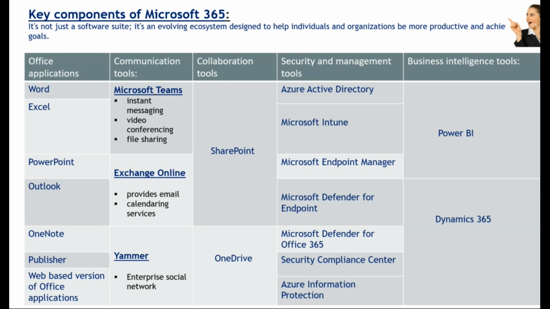Collaboration tools is nothing but you have SharePoint, OneDrive. They provide 1 TB, 2 TB data for a single user. You can save up to 2 TB for a single employee, for a single end user. Security and management, again, Azure Active Directory, and nowadays it's called Entra ID. Then Microsoft Intune, Endpoint Manager, Defender for Endpoint, Security Compliance Center, Azure Information Protection, all these security management tools are part of Microsoft 365. Then business intelligence tools like Power BI, Dynamics 365, all these are available with the Microsoft 365 package.